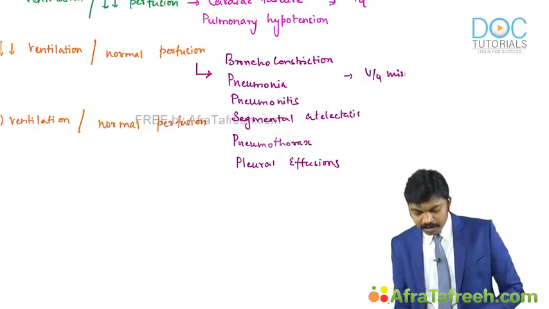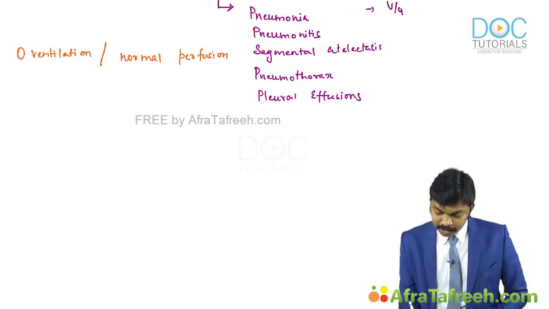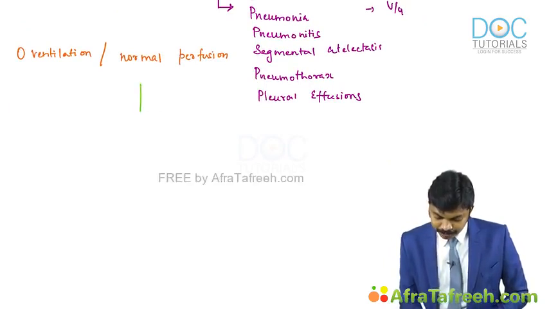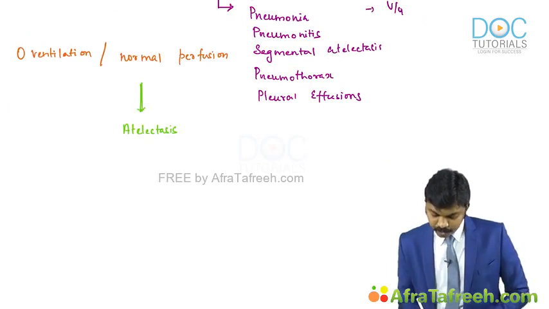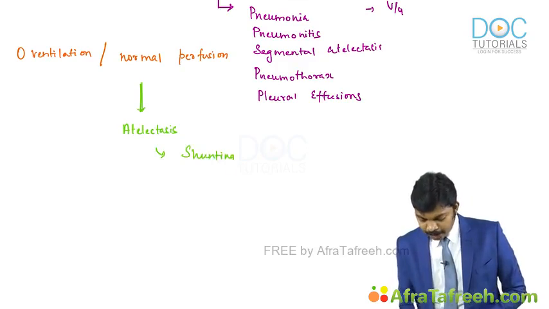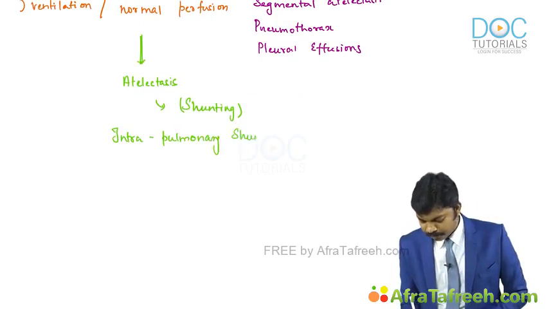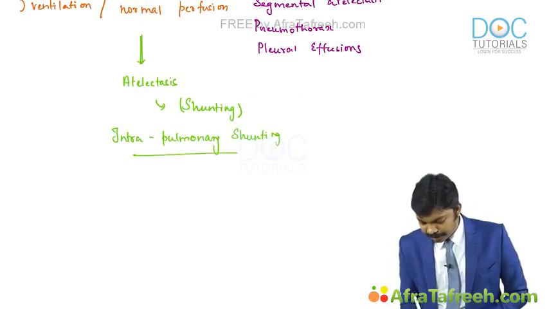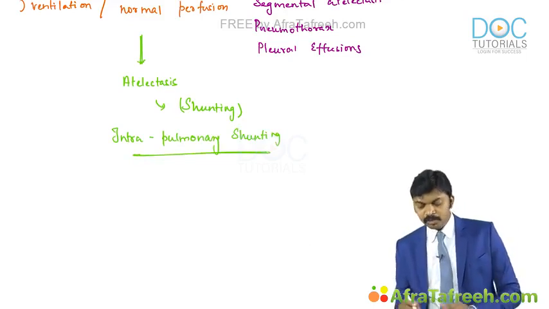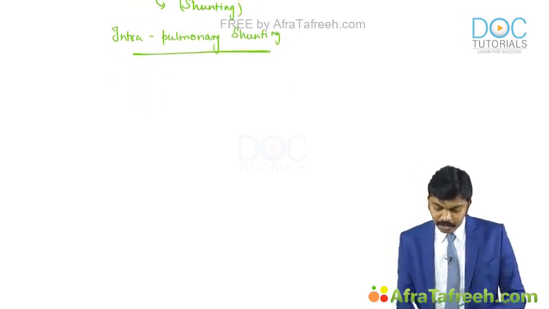And the last one, there is going to be zero ventilation but normal perfusion. This condition is seen again in atelectasis. This leads to a V by Q ratio of 0. This leads to shunting, and this shunting is called intrapulmonary shunt. Now, when it comes to intrapulmonary shunting, doctors, you have to be clear on one aspect.